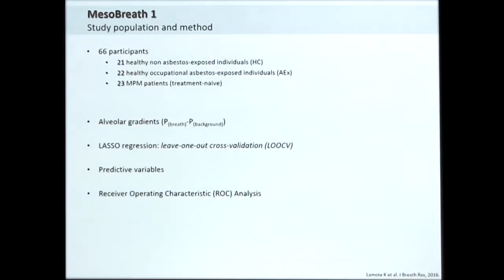So the first study was to explore the possibility of using ion mobility spectrometry, and we included 21 healthy patients who were not occupationally exposed to asbestos fibers, 22 patients who had worked at an asbestos factory in the past, so they have a well-documented asbestos exposure, and 23 mesothelioma patients who were treatment naive, so these were included before any therapy had been given.